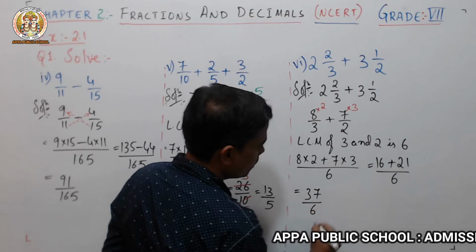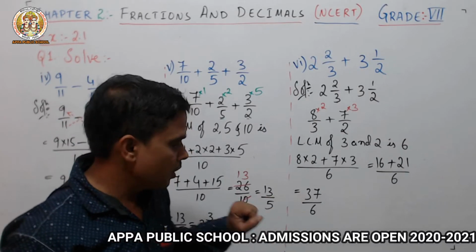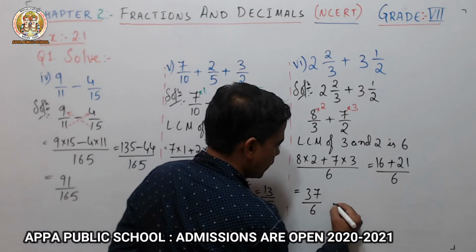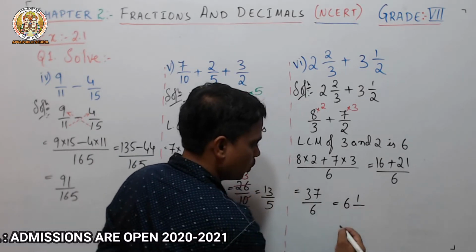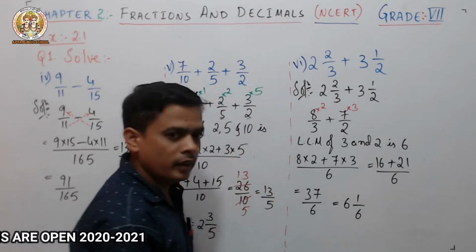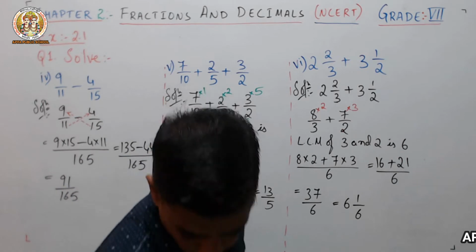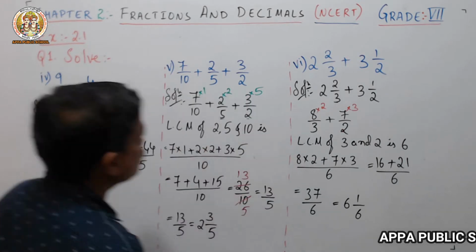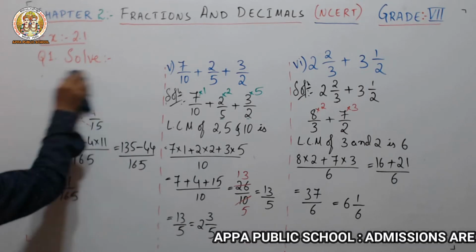37 divided by 6. So this improper fraction, can I cancel it? No, it can't be cancelled. So what you have to do? Keep it as a mixed fraction. How much will it be? 6 6s are 36. Remainder is 1, divided by 6. I will write it as it is. Okay. Next bit. Next question. That is the 6th, I have finished. Now the 7th.